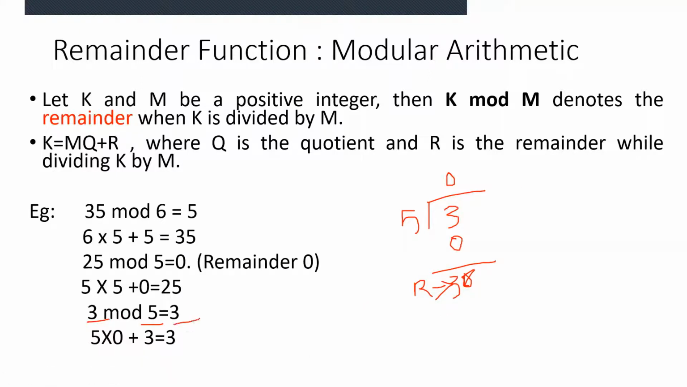Then you will be clear, right? The remainder will be 3. Again, how to check whether the remainder 3 is correct? 5 into 0, that means the modulus number 5 into the quotient 0, plus the remainder, should get back the number. So you got the number after multiplying the mod number with the quotient plus 3, right?